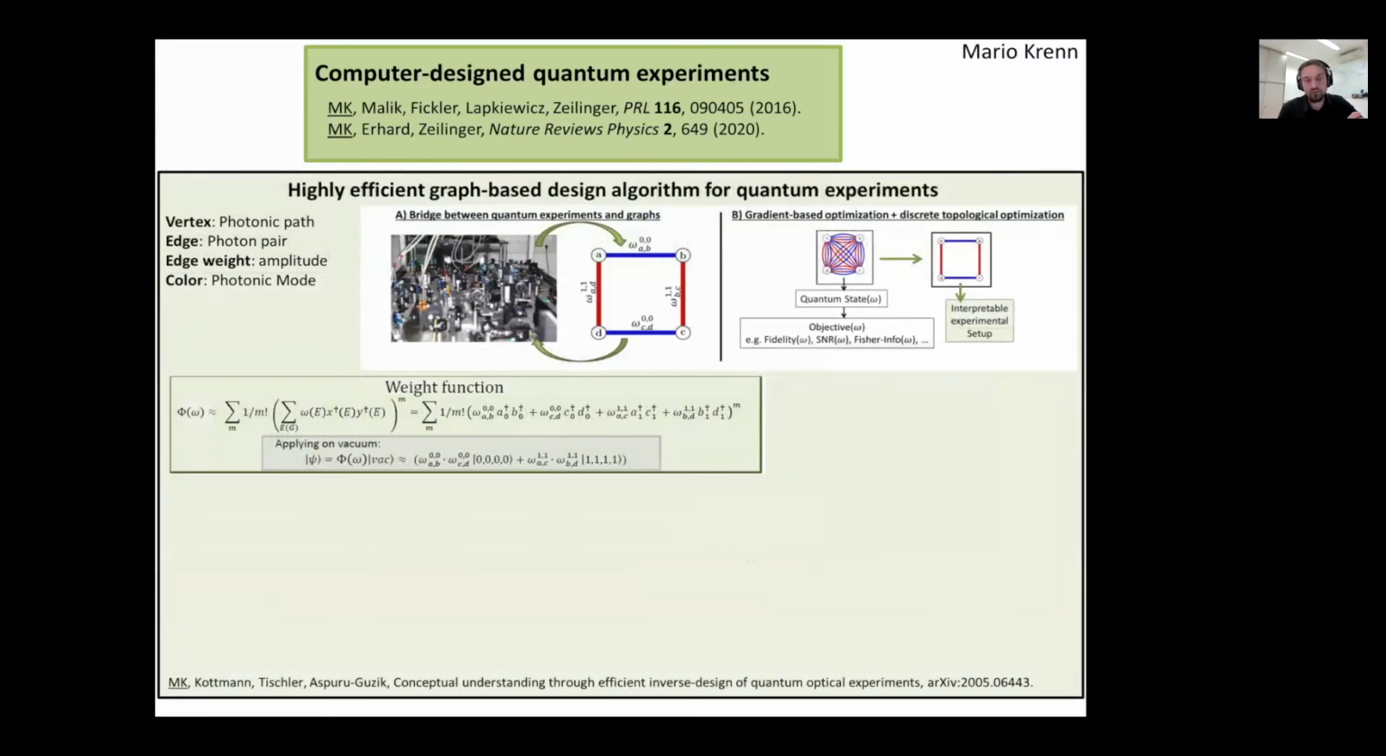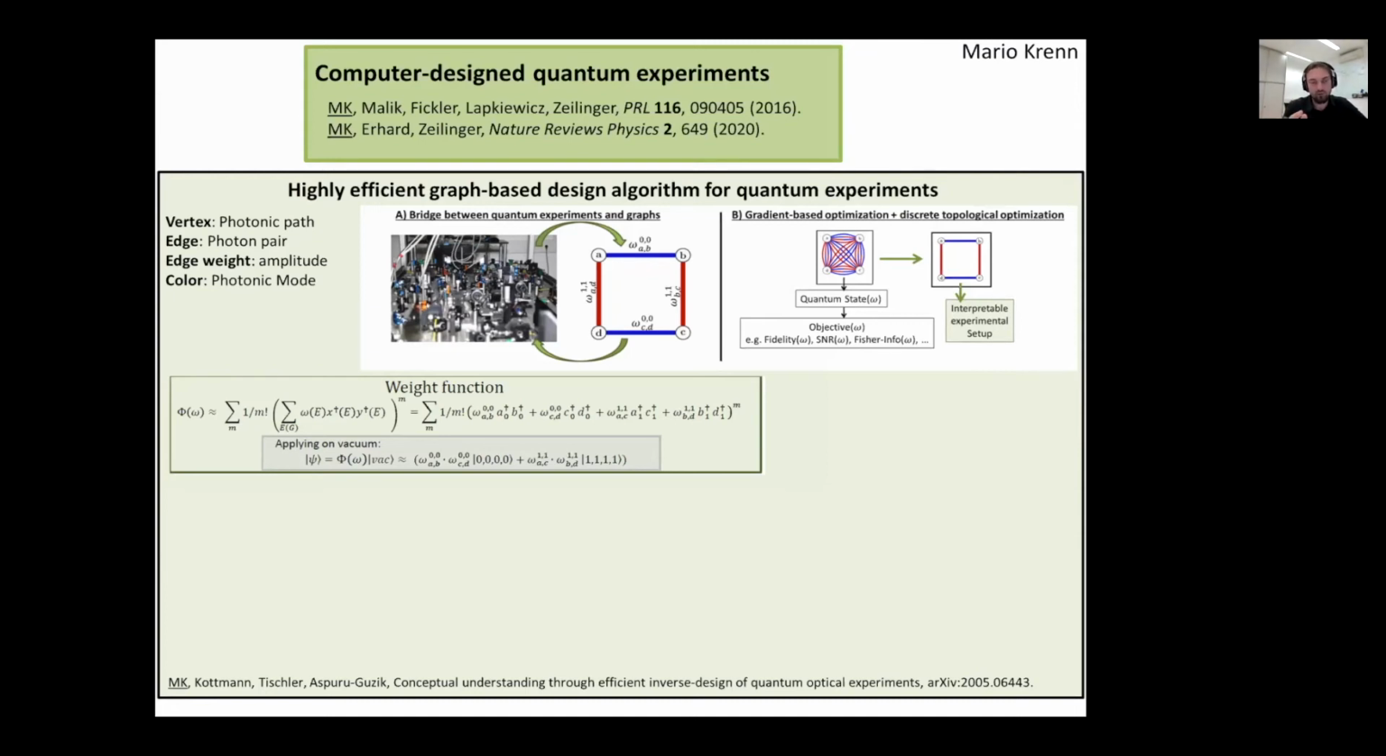So the basis of the algorithm is actually the graph-experiment relation that I explained to you before, that I showed to you before, that we also found through computers. So here we exploit the fact that every quantum experiment that we can build in our lab can be described by a colored weighted graph. And at the same time, every colored weighted graph encodes the blueprint of a quantum optical experiment.